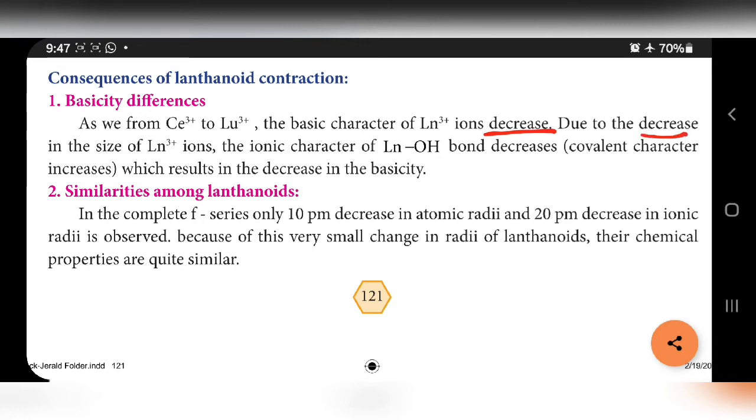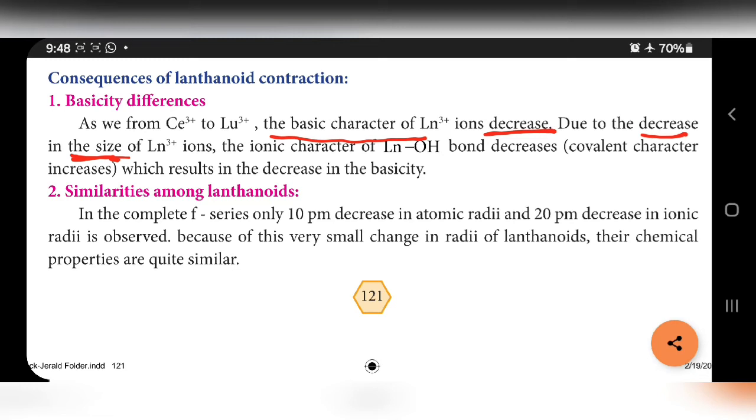Size decreases means basic character also decreases, because basic character means what? Basic character means ability to donate electrons. Here size decreases, and size decreases means attraction increases. Attraction increases means the tendency to donate the electron decreases, because that electron is strongly bound. So as we move from cerium to lutetium, basic character decreases because size decreases.